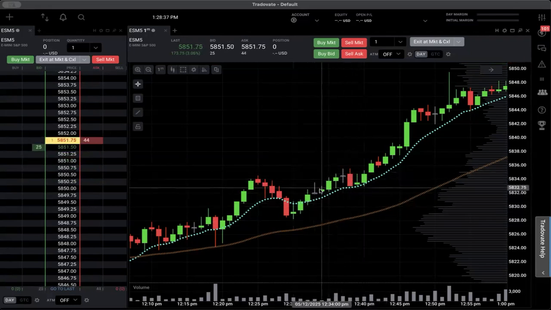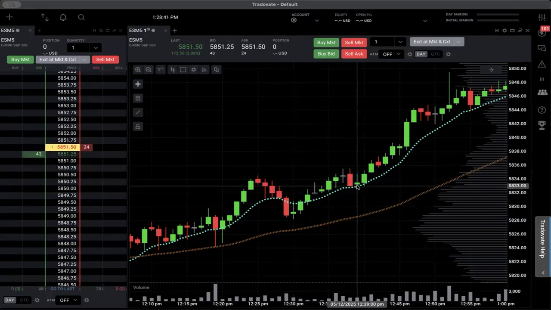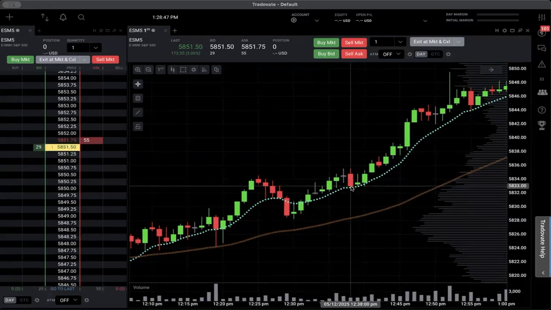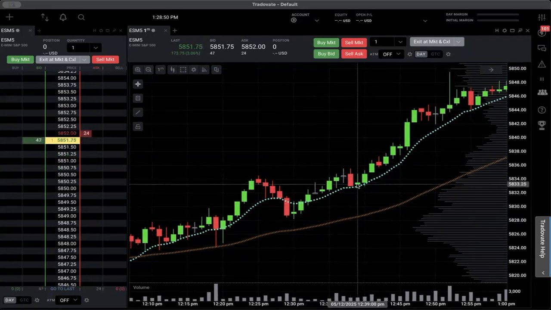Here's another one. 9 EMA bounce. We climb up, we come back down to the 9 EMA. What happens in the next candle? What happens in this candle, once we got this low here? What happened in this next candle? Did we go below the 9 EMA? You did not. I did not.